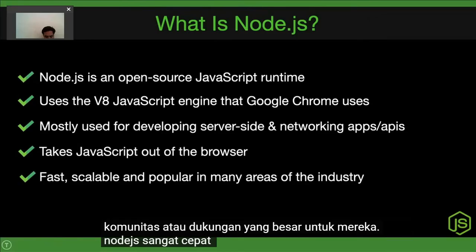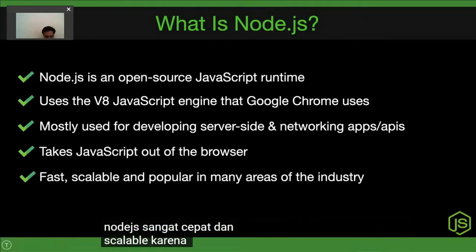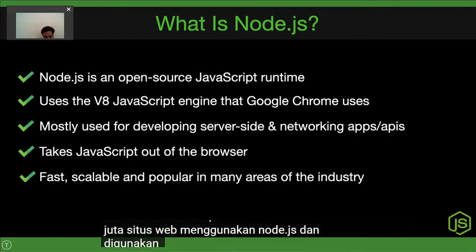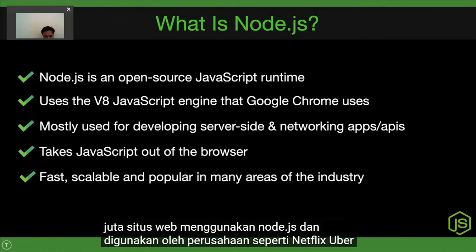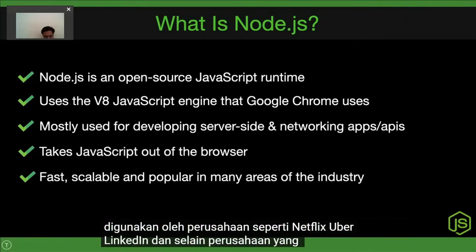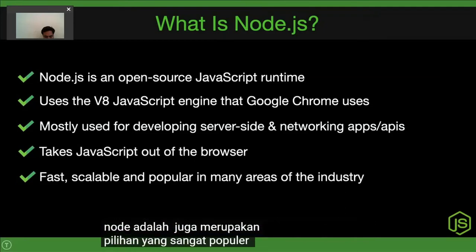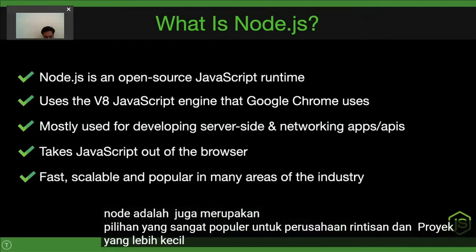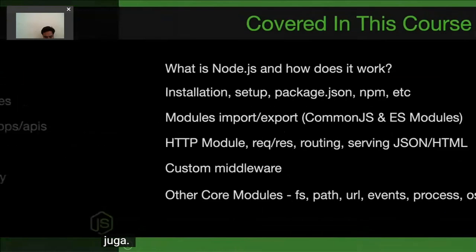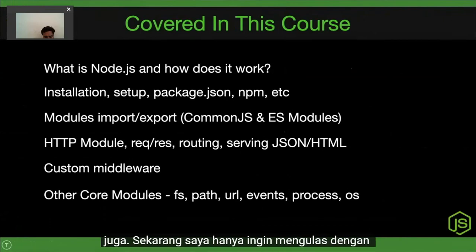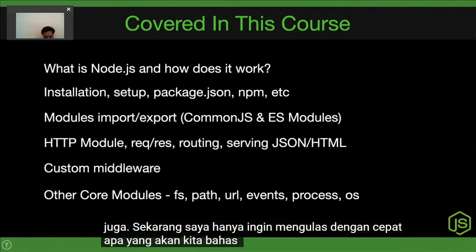So Node.js is very fast and scalable due to its architecture and the V8 engine. It's also pretty popular. I think it's something like 6.3 million websites use Node.js, and it's used by companies like Netflix, Uber, LinkedIn. And in addition to really large companies, Node is also a really popular option for startups and smaller projects as well.